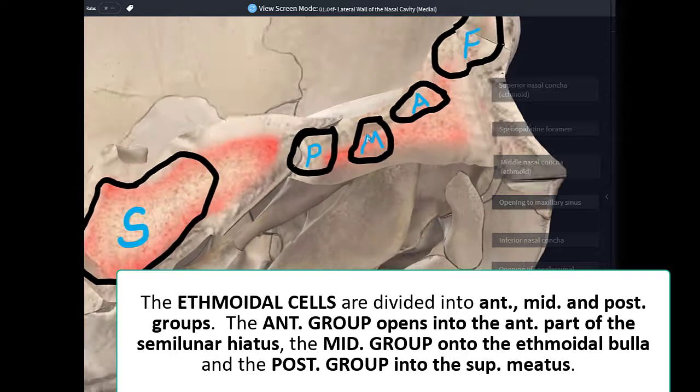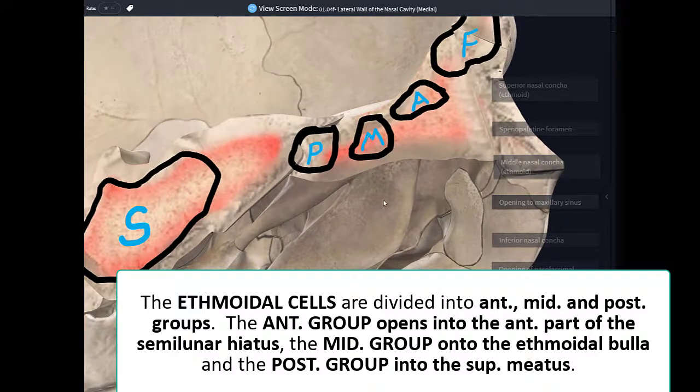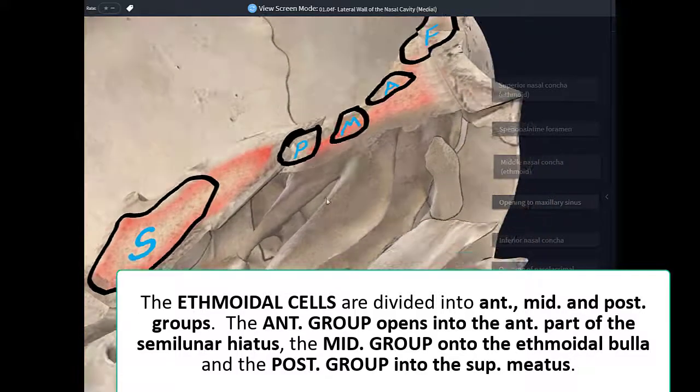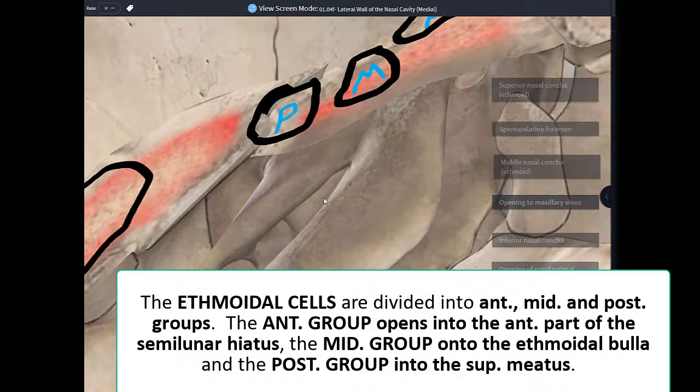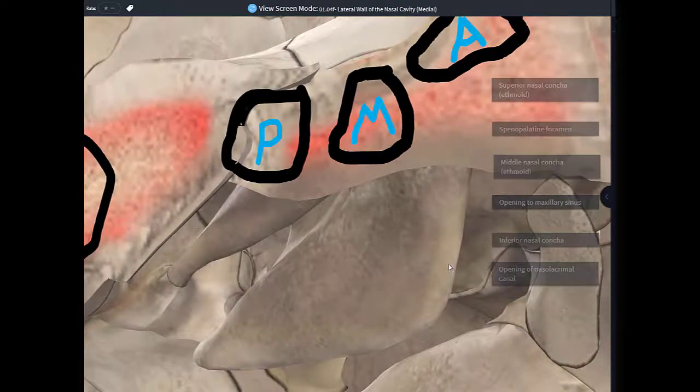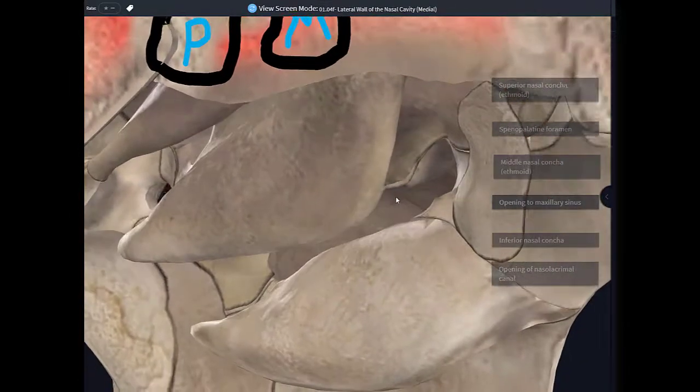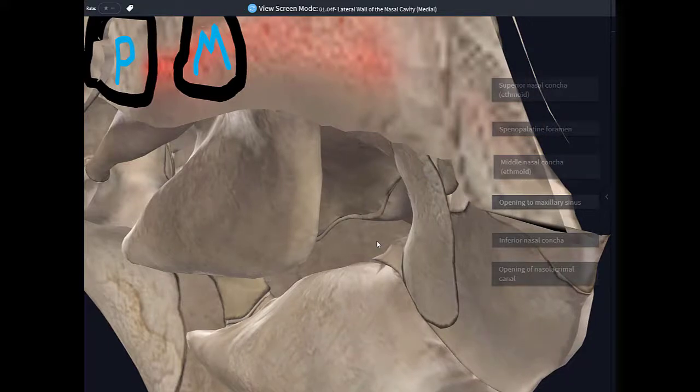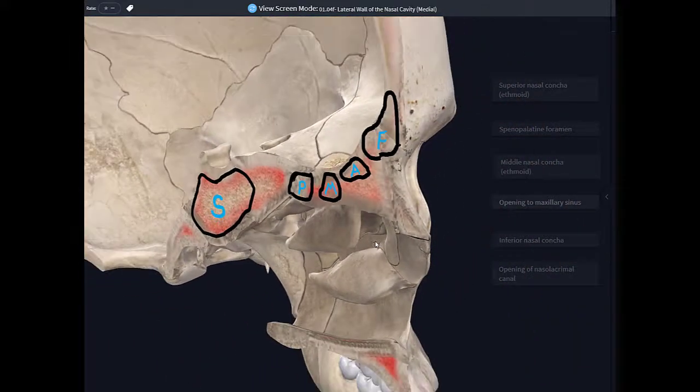The middle ethmoid air cells open directly into the middle meatus, and the posterior ethmoid air cells actually will open into the superior meatus. The largest of all the paranasal sinuses is, however, the maxillary sinus, as we will soon get to appreciate.